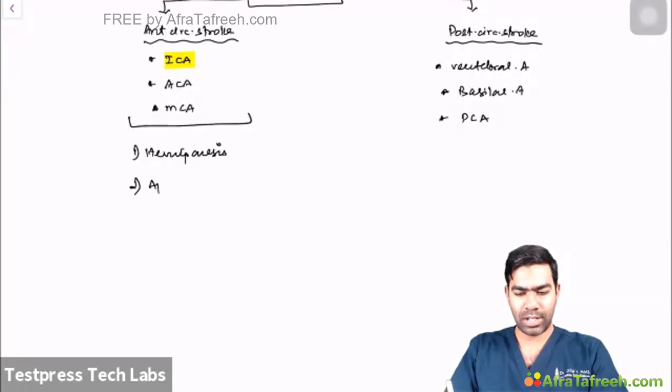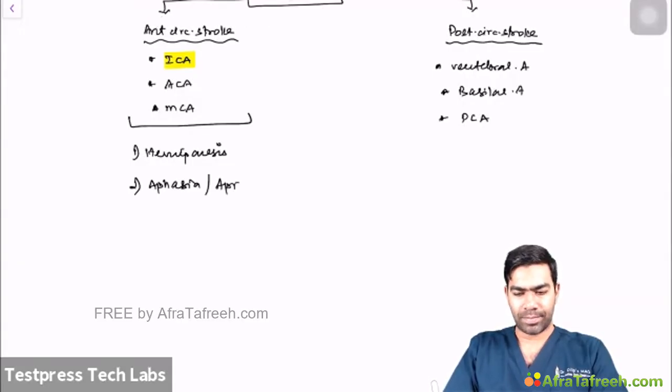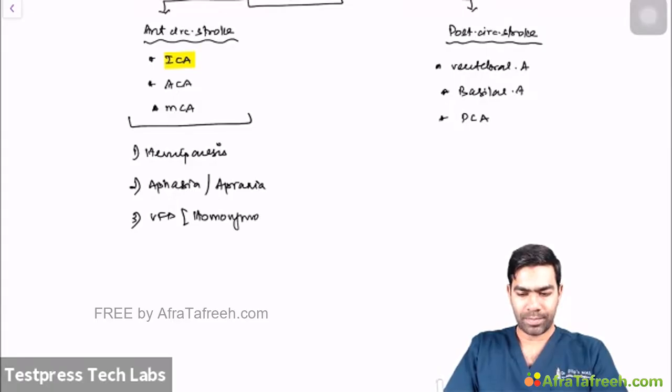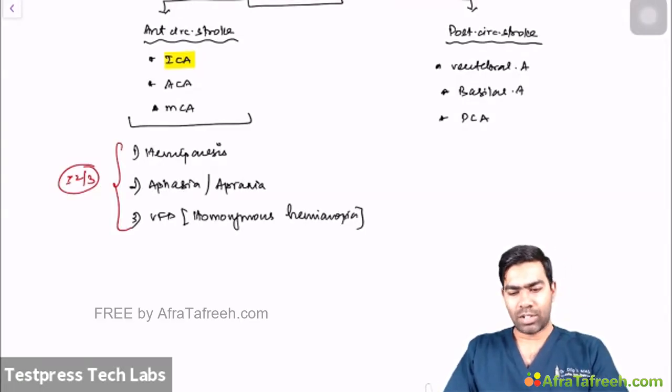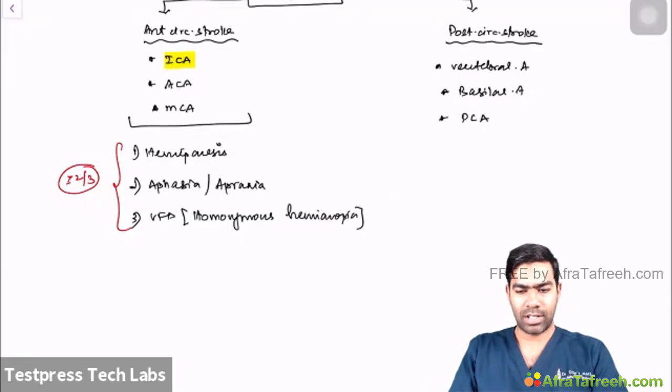For example, the question gives some features like aphasia or apraxia. And number 3, if the patient is having visual field defects, especially in the form of a homonymous hemianopia. Homonymous hemianopia. So if you have these kinds of words, and if among the 3 you have at least 2 out of 3, then that is called an anterior circulation stroke. Basically, all these 3 findings are very highly sensitive.